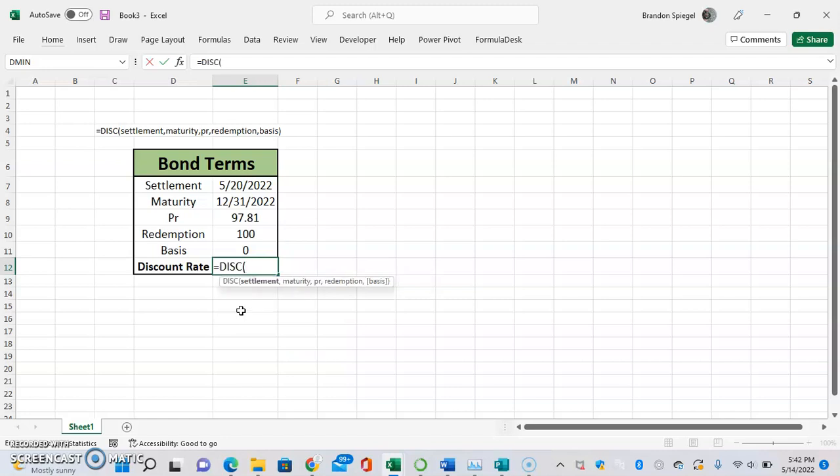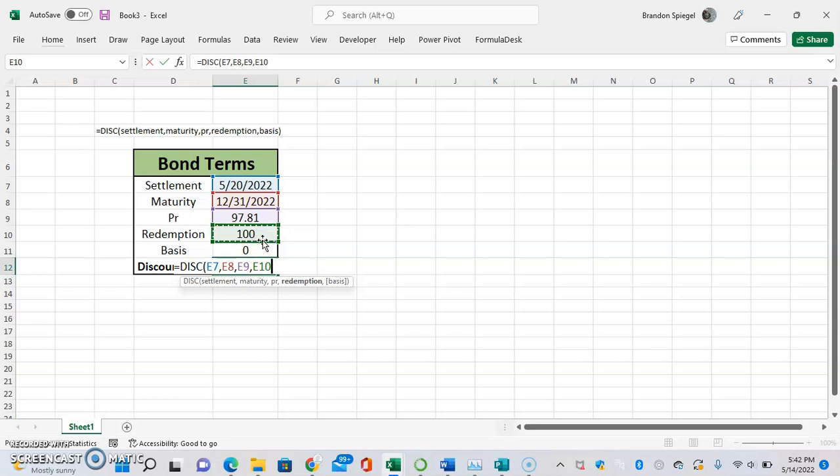open parentheses, the settlement day, which is just basically the day that the bond is traded on, 5/20/2022, comma, maturity. So we're just assuming that this security matures on the last day of the year. PR, we're assuming that this bond is trading at a price of 97.81 with a redemption face value assumed to be maturing at 100 at the end of the year.